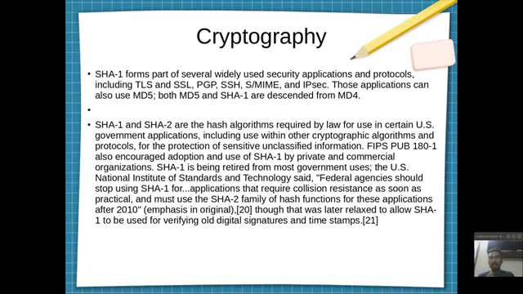SHA-1 and SHA-2 are the hash algorithms required by law for use in certain US government applications, including use within other cryptographic algorithms and protocols for the protection of sensitive unclassified information. FIPS PUB 180-1 also encouraged adoption and use of SHA by private and commercial organizations. SHA-1 is being retired from most government use. SHA-1 has some issues with it, so it is going to be retired. Federal agencies should stop using SHA-1 for applications that require collision resistance as soon as practical, and must use the SHA-2 family of hash algorithms. SHA-2 is more secure, though the rules were relaxed to allow SHA-1 to be used for verifying old digital signatures and time stamps.